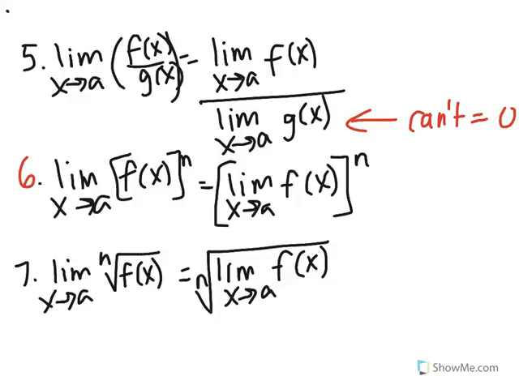Alright, then the last one, I think I can fit it down here. The limit of a constant is always the constant. So if I just have like a number 5 or 7 or 12 or -5, the limit as x approaches a of just a number is always equal to that number.